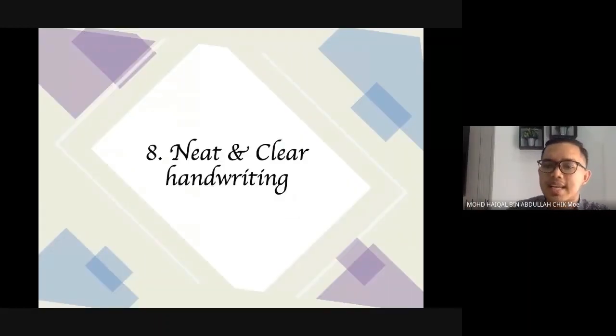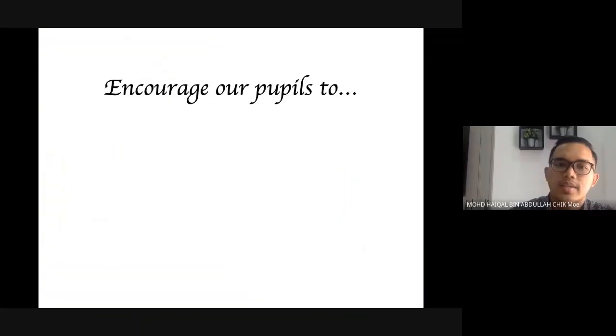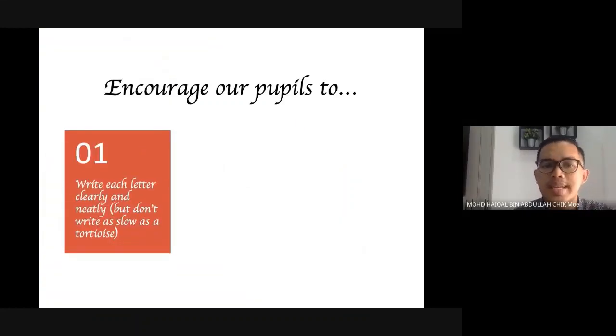Neat and clear handwriting. The second last item in my checklist. Always encourage our pupils to first write each letter clearly and neatly, but don't write as slow as a tortoise. Sorry, spelling error here. There are a few letters that are confused, especially A and E, and then E and G, because of their style of writing. Somehow it looks like E, but then the student said, no, this is a G. This looks like an A, but it is actually an E. So we must encourage our pupils to please write each letter clearly and neatly.